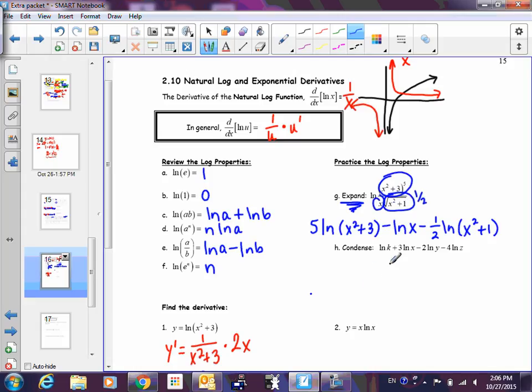All right, we really won't be doing that much condensing. This is really just a practice to make sure you understand the properties. But if I wanted to combine these into a single log, go ahead and try this one on your own. And make sure you're using powers on your variables.